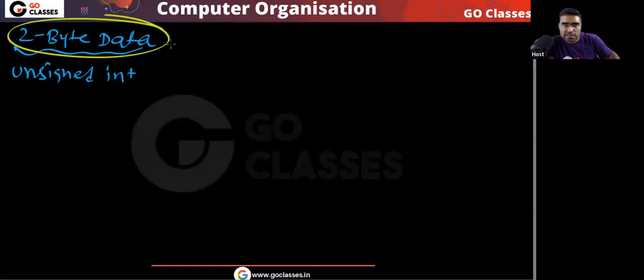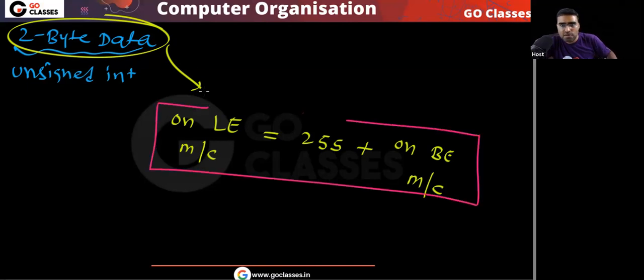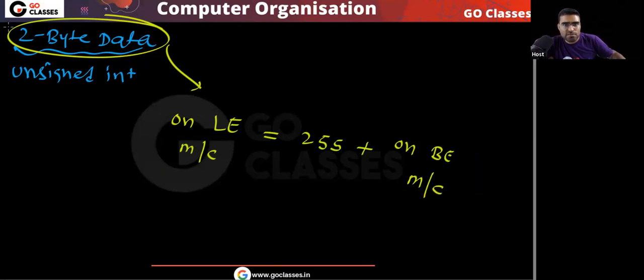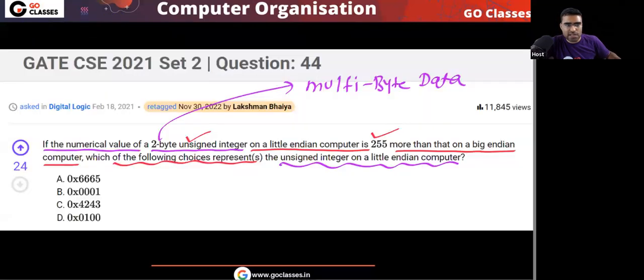This question is saying that this is your 2-byte data, whatever data you have. And this data on a little Endian machine is actually 255 more than on a big Endian machine. This is what the question is saying. Did you understand the first line of the question?